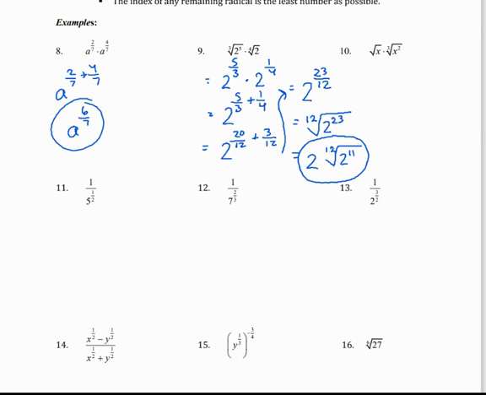Okay, you try number 10. Pretty similar, not as high of numbers though.